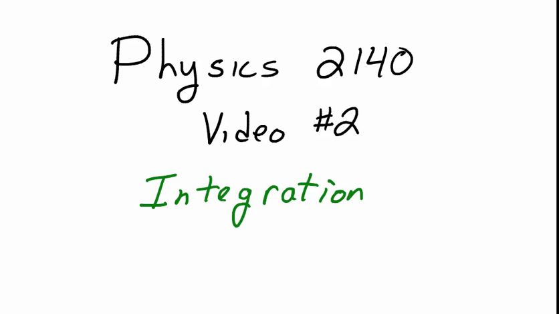This is video number two, integration. This is part two. We're going to use integration to find the electric field of a disk. Okay, so suppose we have a disk of charge like this. It's got a surface charge density sigma.